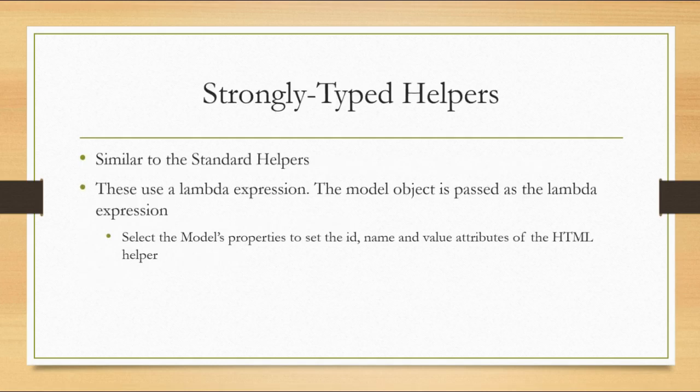Let's look at strongly typed helpers. These are similar. The difference is it generally has the word FOR behind the name of the helper. And what these will do is, we can use lambda expressions to control the values for it. So let's take a look at some of these.